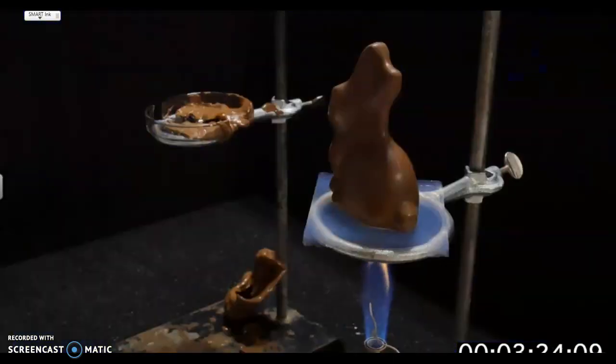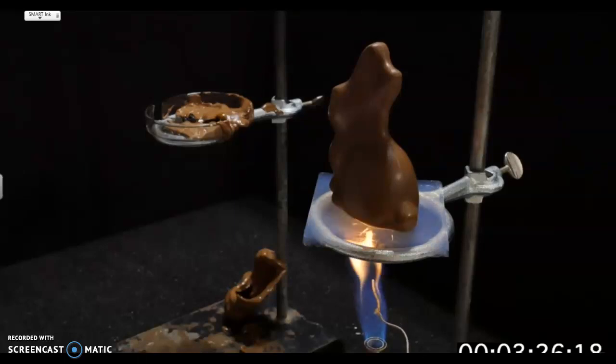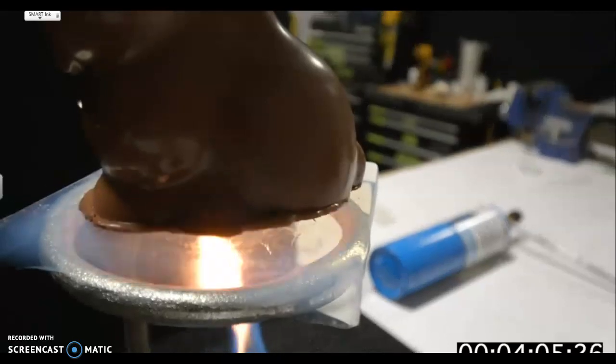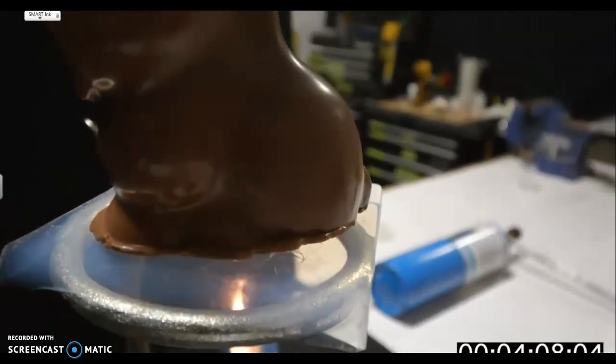Exactly. That convective heat is moving up and around the aerogel. So you can see the thing is getting red hot. And by 4 minutes, the bunny's looking a little soft. Pretty good, though, considering how easy it is to melt chocolate.